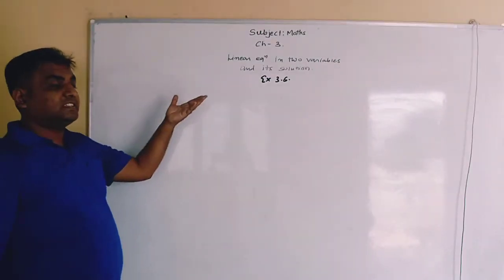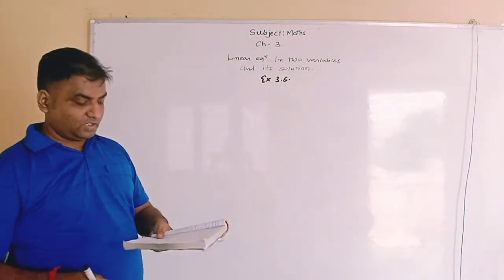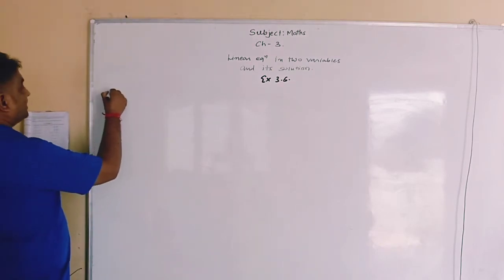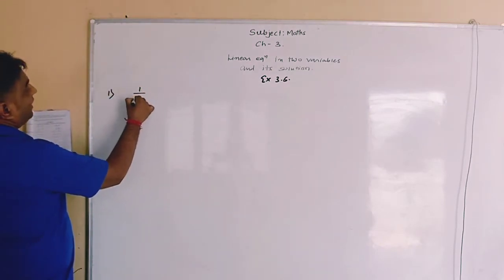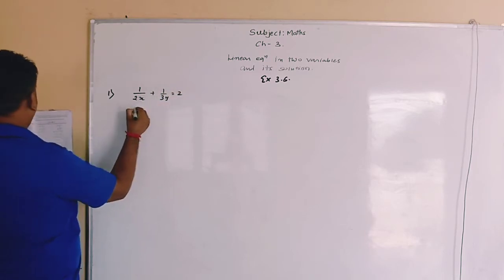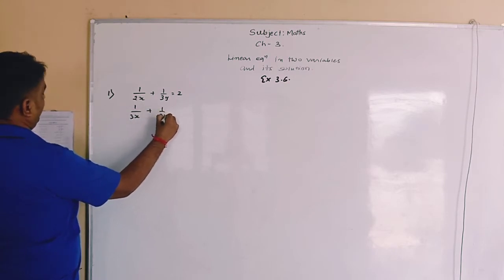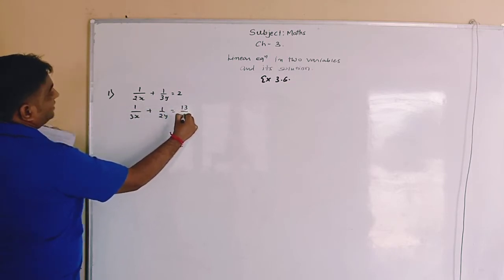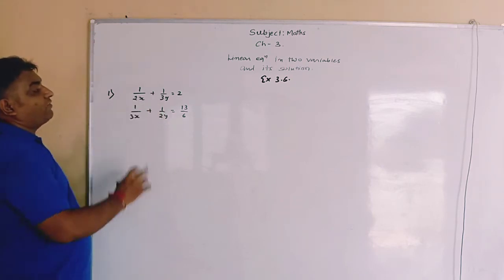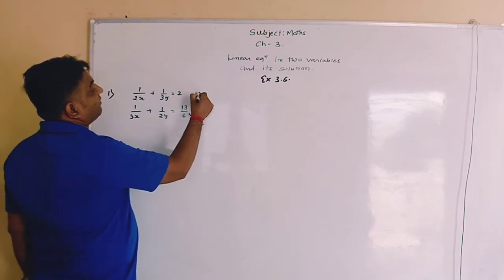Hello friends, in this session of linear equations in two variables, we will see exercise 3.6 question 1 solution. So question 1, the first one is given: 1 by 2x plus 1 by 3y equals 2, and 1 by 3x plus 1 by 2y equals 13 by 6. So these equations are not given directly as linear equations in two variables. So we need to reduce them to linear equations in two variables.